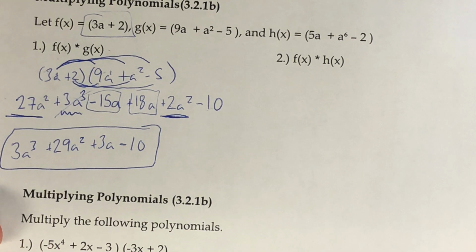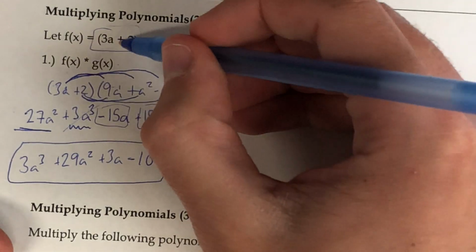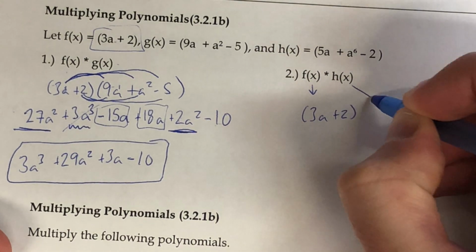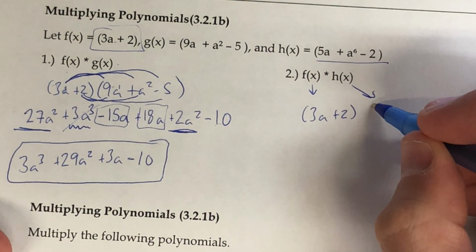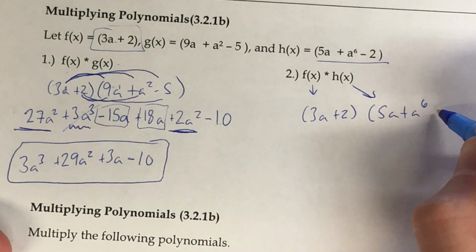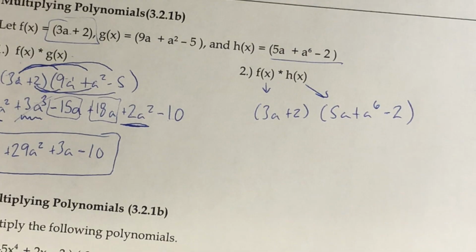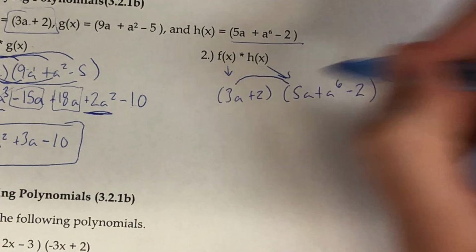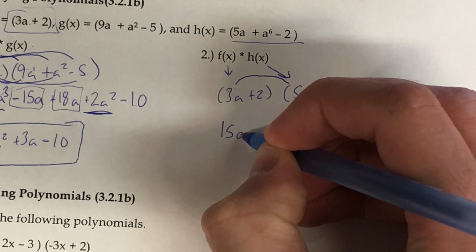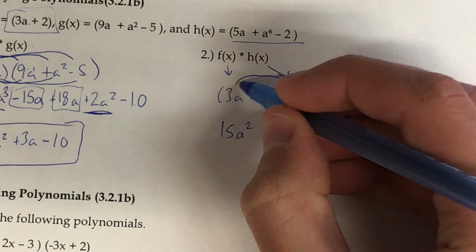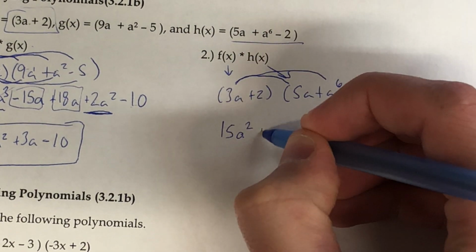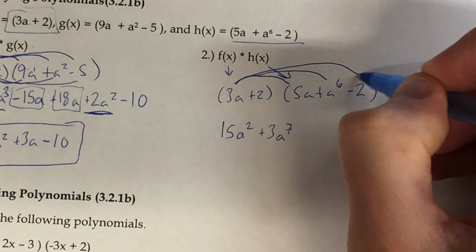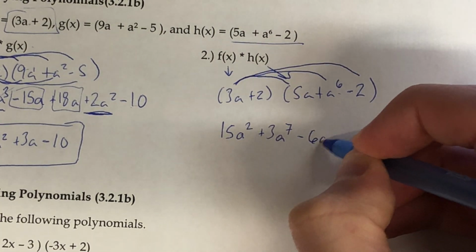Okay, number 2. F of x times h of x. So again, f of x is 3a plus 2. H of x, we're told, is 5a plus a to the 6th minus 2. So let's multiply these. Start with the first, 3a. So 3a times 5a. 3 times 5 is 15. A times a is a squared. 3 times 1 is 3. A times a to the 6th is a to the 7th. 3 times negative 2 is negative 6 times a.